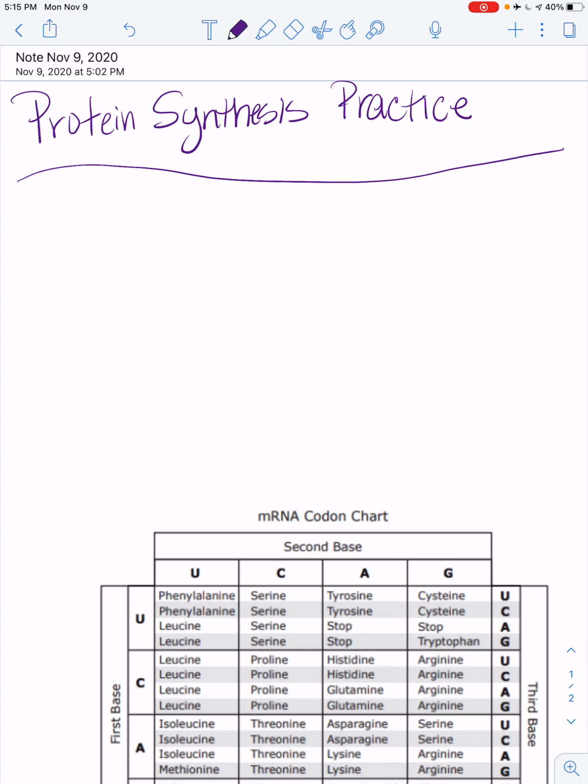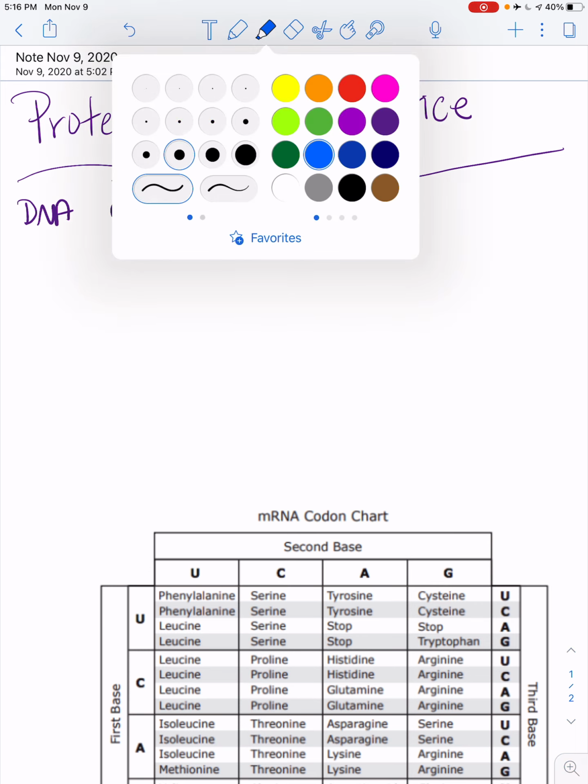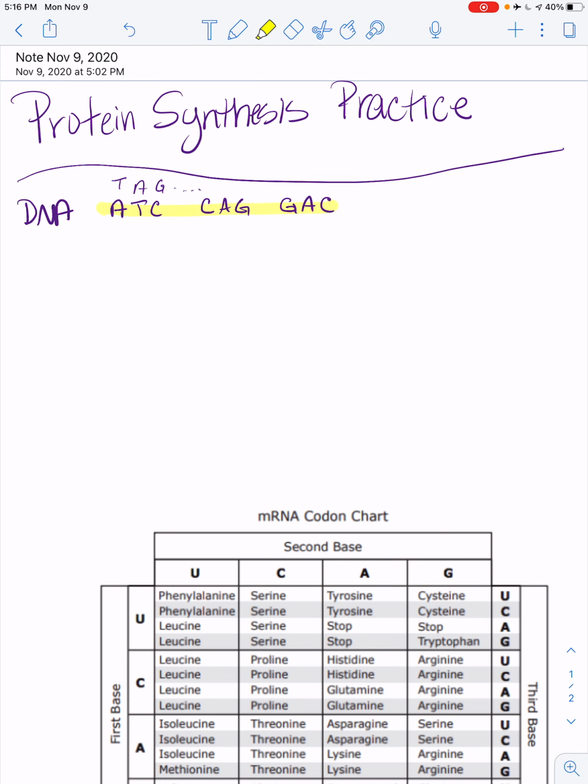All right, so let's go through the process of protein synthesis. Let's first start out with a strand of DNA. So here we've got a strand of DNA, and we're just going to do 1/2 of it. So let's do ATC, CAG, GAC. So this is just 1/2 of DNA because a strand of mRNA only is copied off of 1/2 of the strand of DNA. So there's still the double strand of DNA, so on and so forth. But we're just going to focus on this one strand right here.